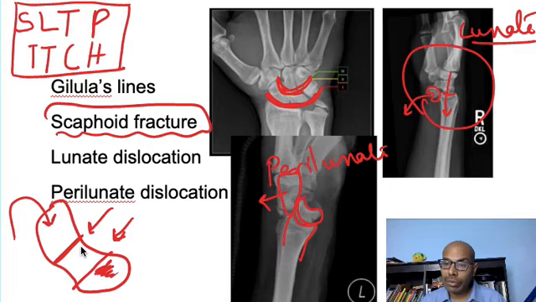So these are the few things that within 4-5 minutes I could describe about wrist injuries and what you can get in the exam. So make sure you don't miss these questions.